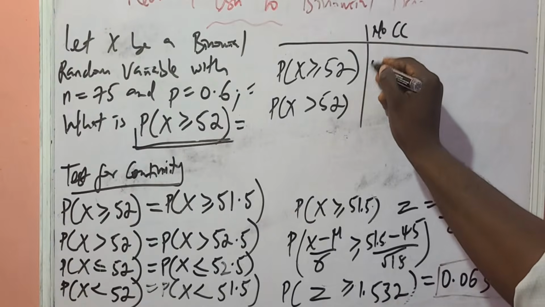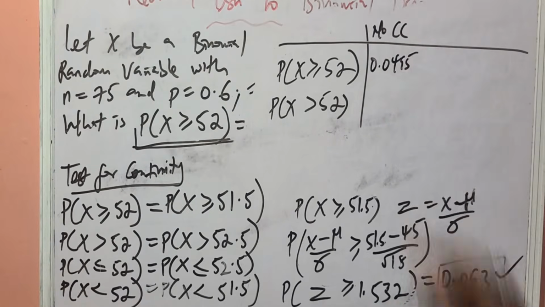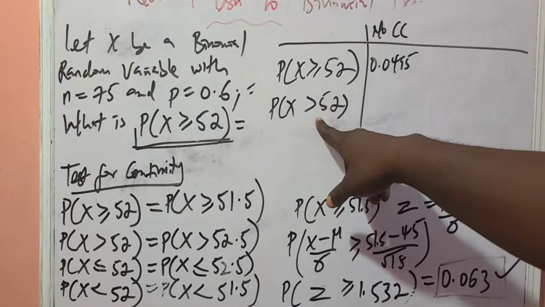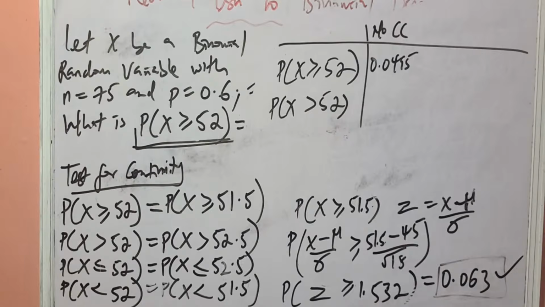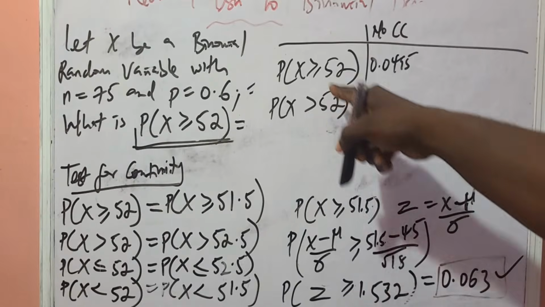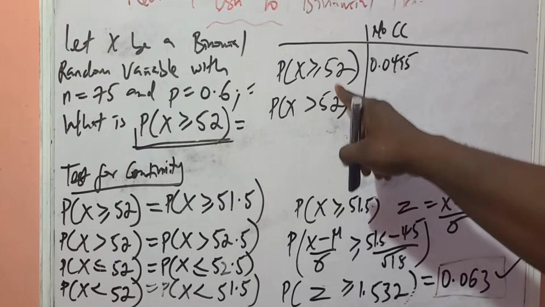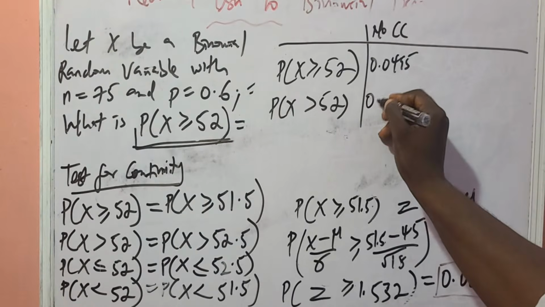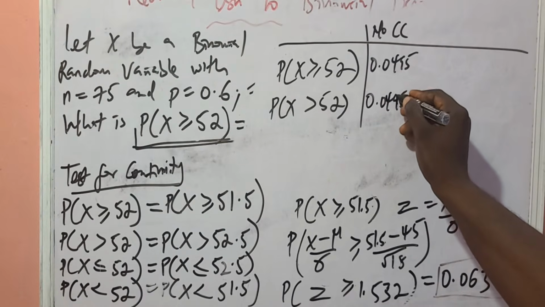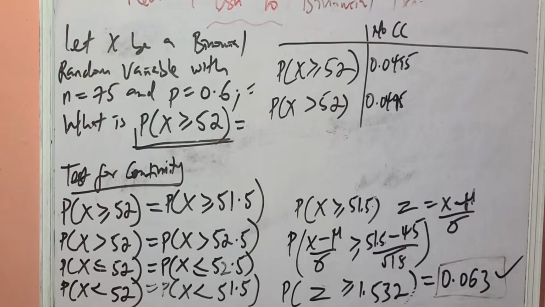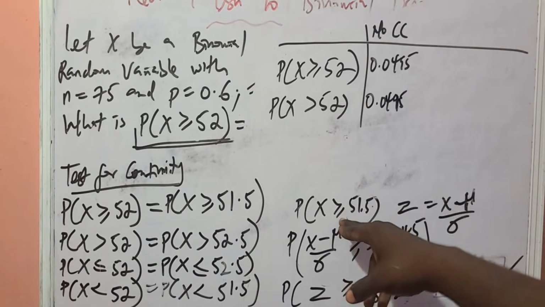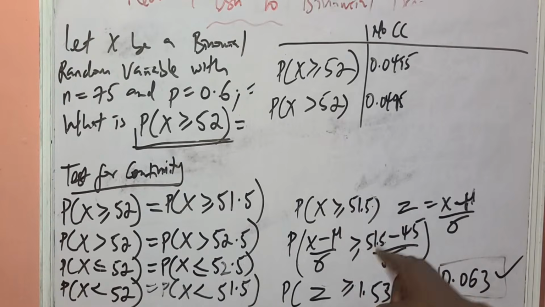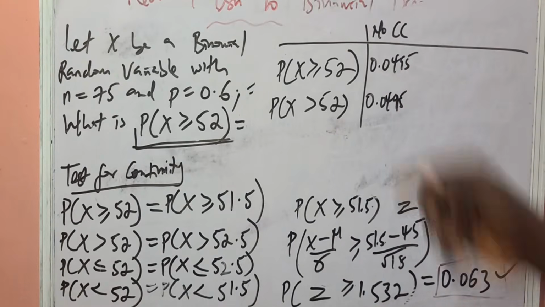The value you got for this, which we just solved, was 0.0495. I'm sure you recollect this. And of course, I'm sure you know that value will be the same for this question also, the greater than 52, because I'm sure you understand why. It's not going to make a difference whether you're using equals or not. If you use the same 52 without correction for continuity, your values are going to be the same thing, 0.0495.